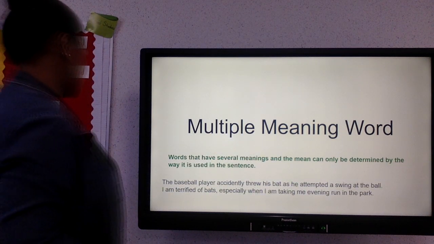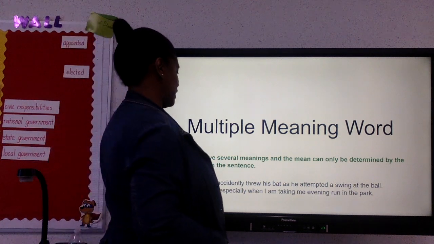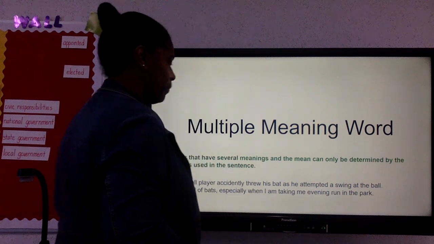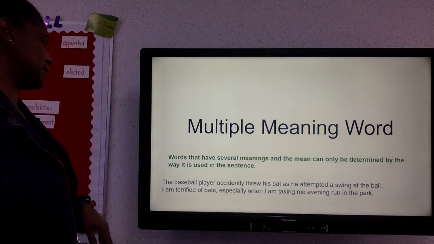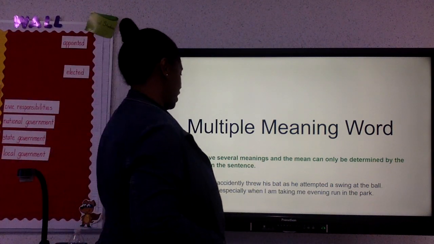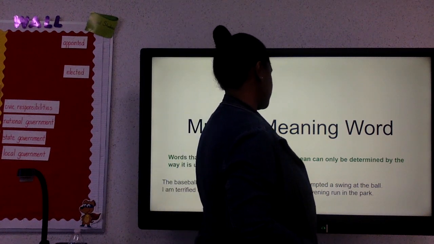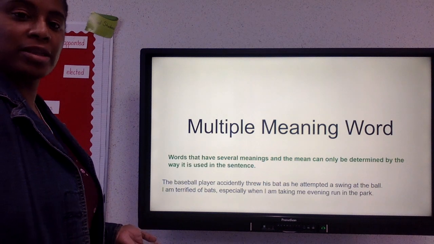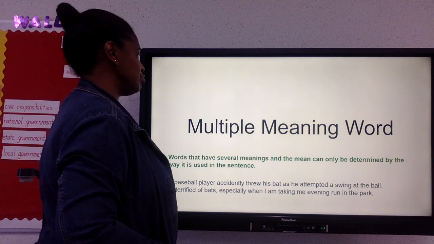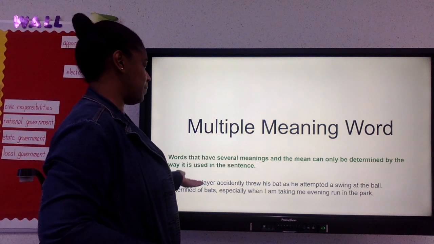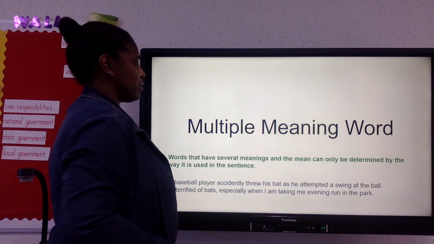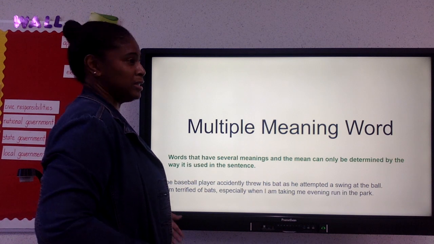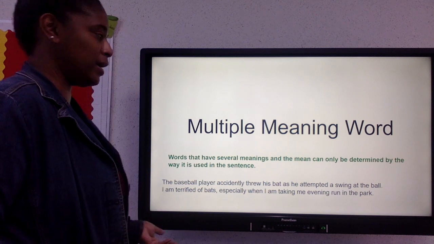My first sentence says the baseball player accidentally threw his bat as he attempted a swing at the ball. My second sentence says I am terrified of bats, especially when I am taking my evening run in the park. Same word, bat, but they clearly have two different meanings. This bat is a tool that players use in the game of baseball. And in this sentence, bat is a mammal.